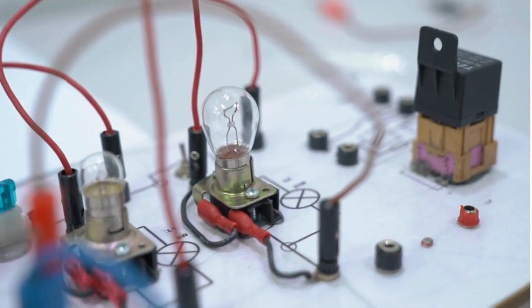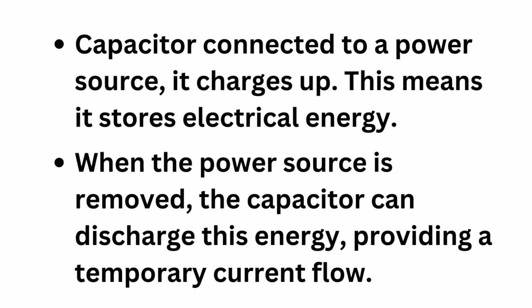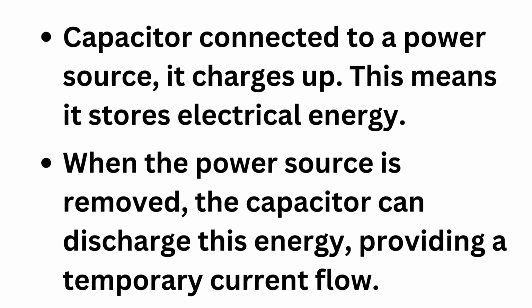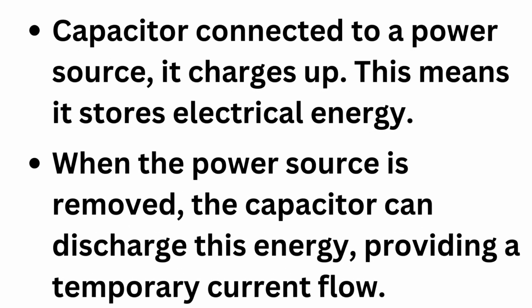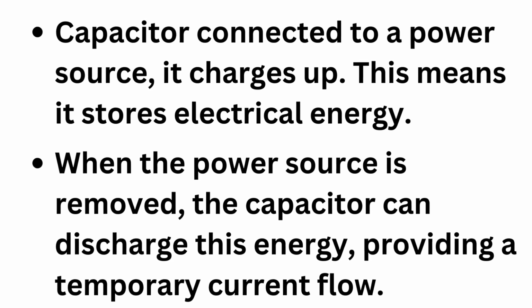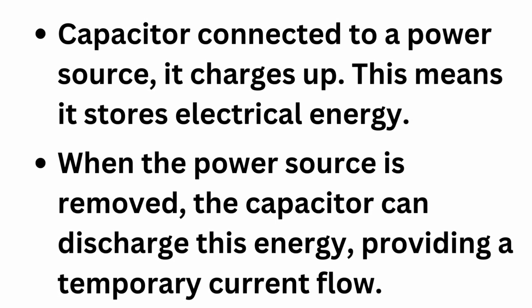When a capacitor is connected to a power source, it charges up. This means it stores electrical energy. When the power source is removed, the capacitor can discharge this energy, providing a temporary current flow.